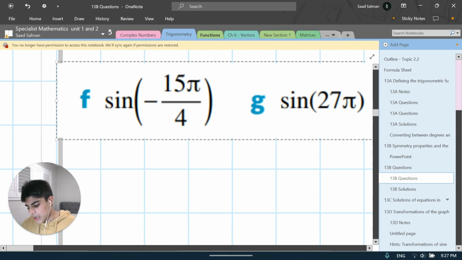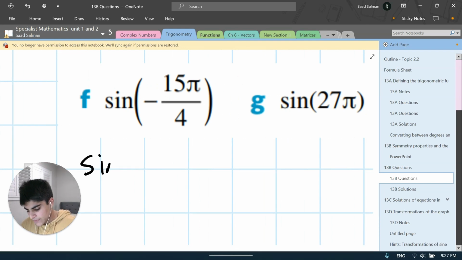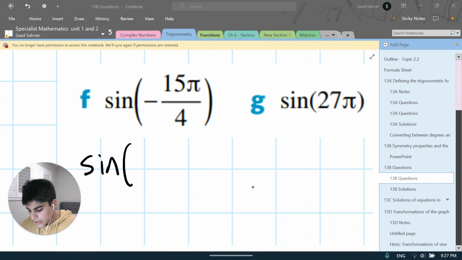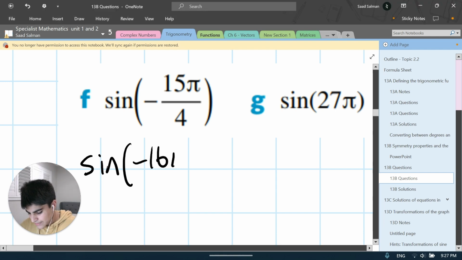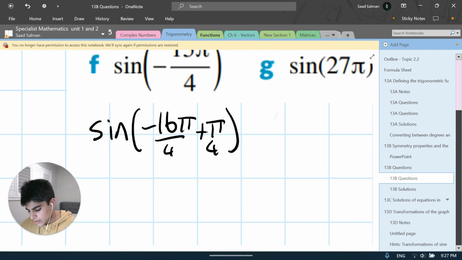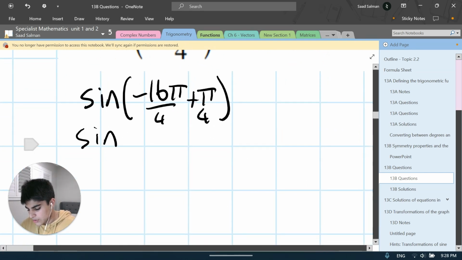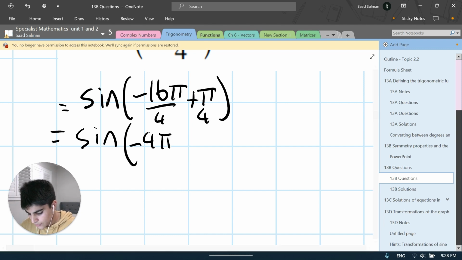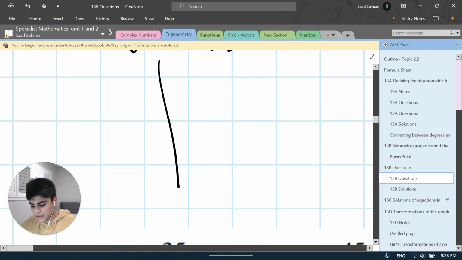Sine negative 15 pi on 4. Sine negative 15 pi on 4 is equivalent to negative 16 pi on 4 plus pi on 4. This equals sine of negative 4 pi plus pi on 4. Now let's find the exact value.